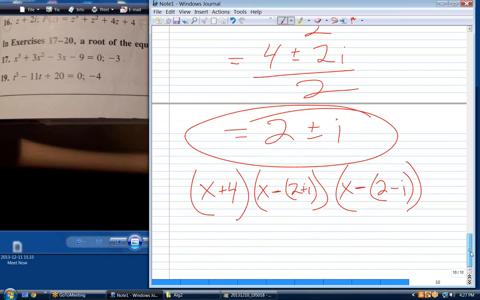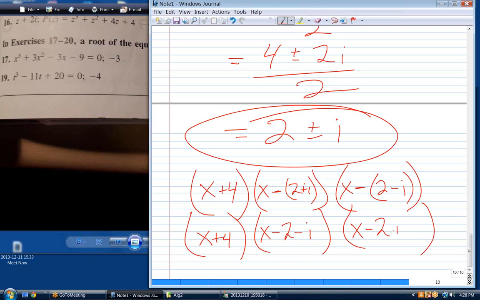And now, finally, get rid of the inside parentheses. What do I have? Yeah, x minus 2 plus i. And then x minus 2 plus i. And there's your 3 linear factors.